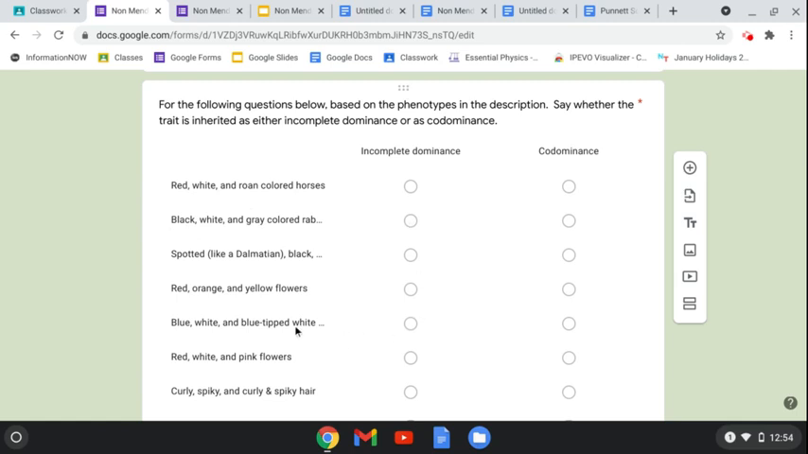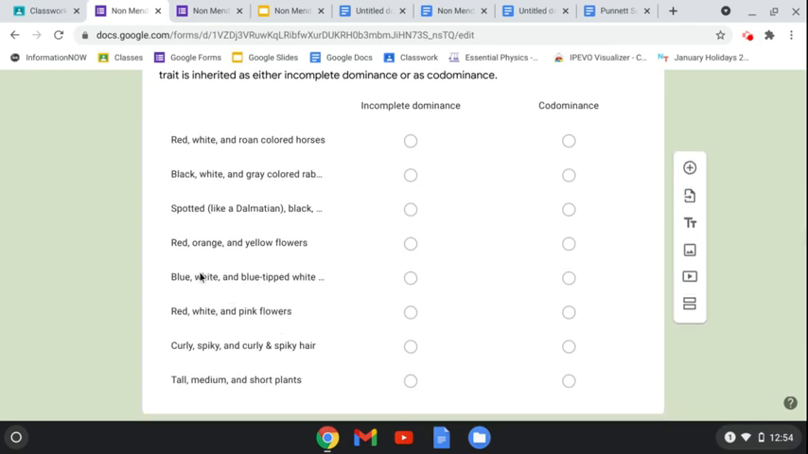One thing I do want to point out is this one right here. It'll say blue, white, and blue tipped white, so it looks a little different on your end. That means that feather is going to have white. It's white and blue. It's not a light blue. So that means it must be codominant. So you need to think about, are they both showing up or are they mixing together?